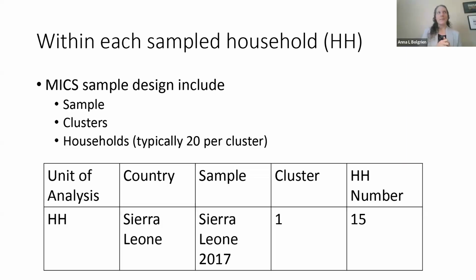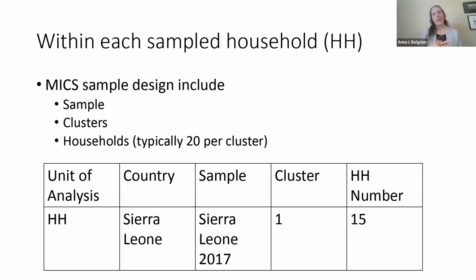Without going into too many details about the MICS sample design, there's basically within a sample, and that is a particular data collection effort within a country in a particular year. The sample takes a sample of different clusters from around the country, and within each of those sampled clusters, about 20 households are selected within the cluster. So this allows for households to be identified by their sample, their cluster, and their household number to create a unique identifier for the household.